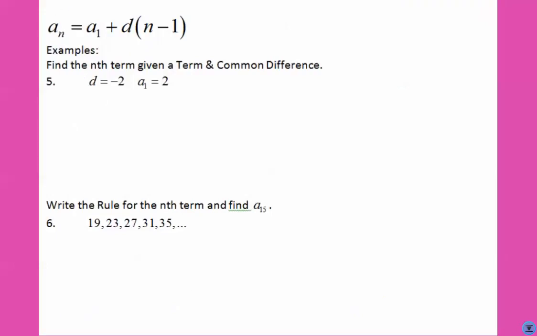So this is one of our first formulas. This is our formula to find the nth term. So we can use this formula to find any term in a pattern. So find the nth term given a common difference. If it's asking you to find the nth term, the one thing that trips up students a lot is this means write an equation.